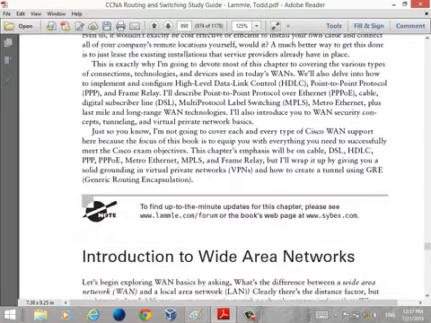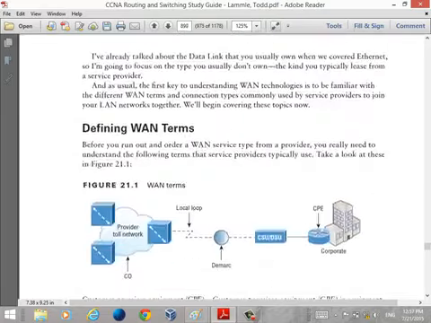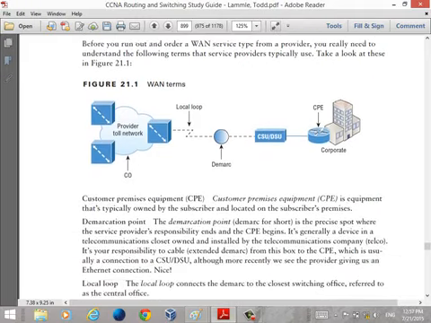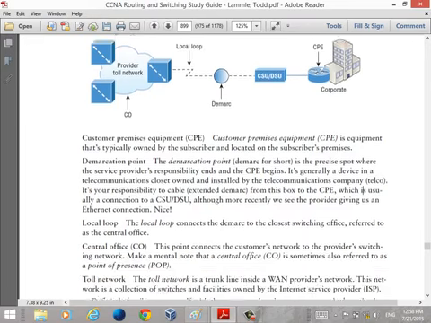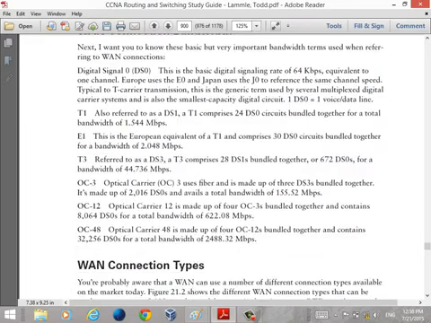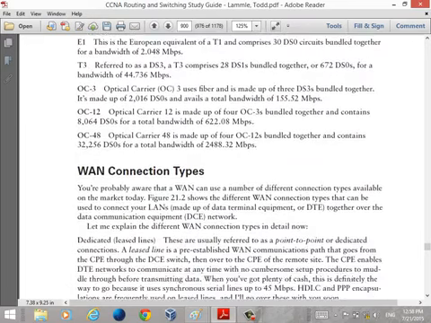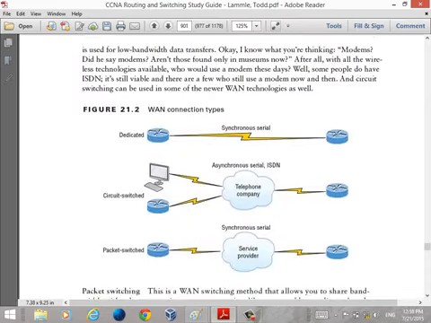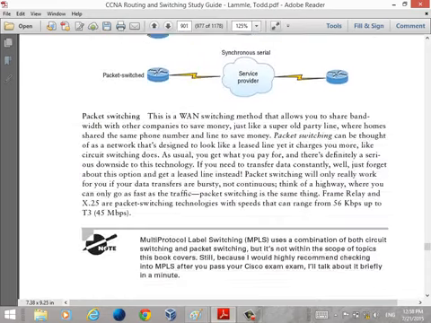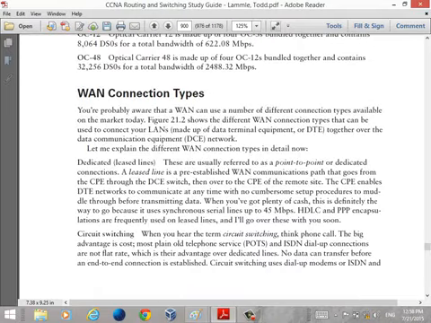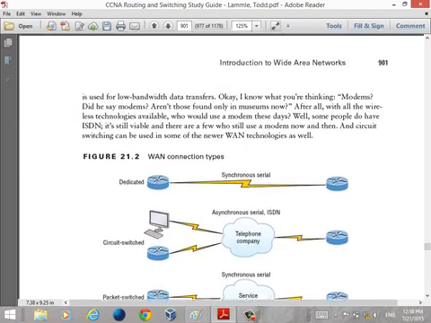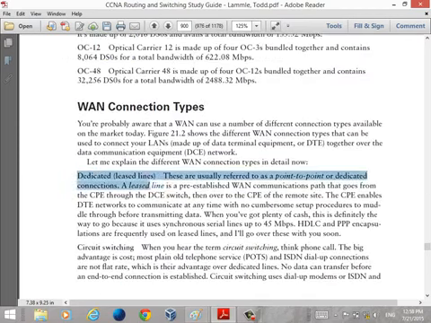This is our chapter of WAN. Fine. So first topic, defining WAN terms. Read all these terms at your place. We don't have much time here. There is no need to read these terms. WAN connection types, leave these terms. If you want to read, you can read.